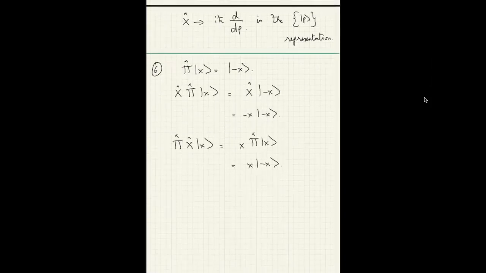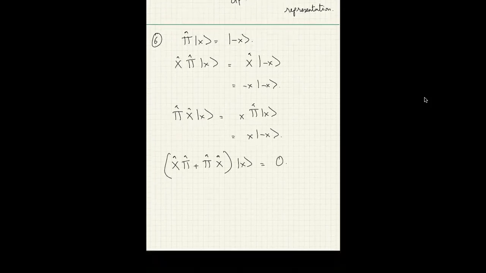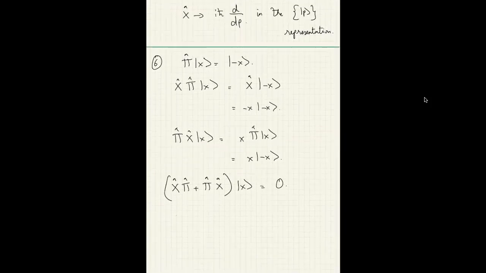So you notice that x pi plus pi x acting on x is simply 0. Okay. If I add these two quantities, it is simply 0, which means x and pi anti-commute. And by definition of x and pi anti-commuting, this means that x is an odd operator.